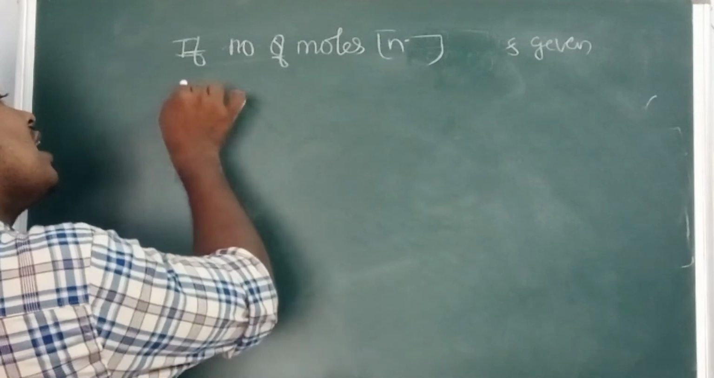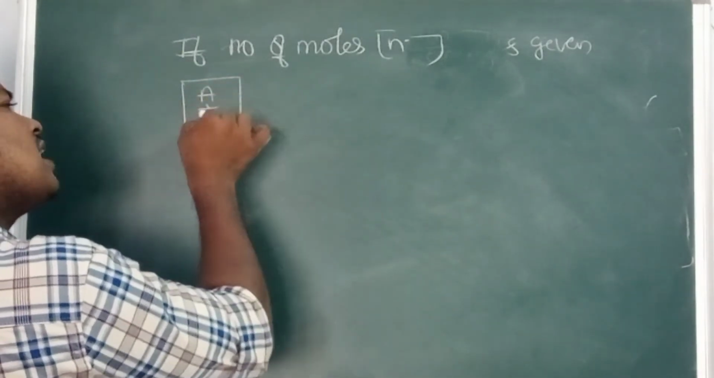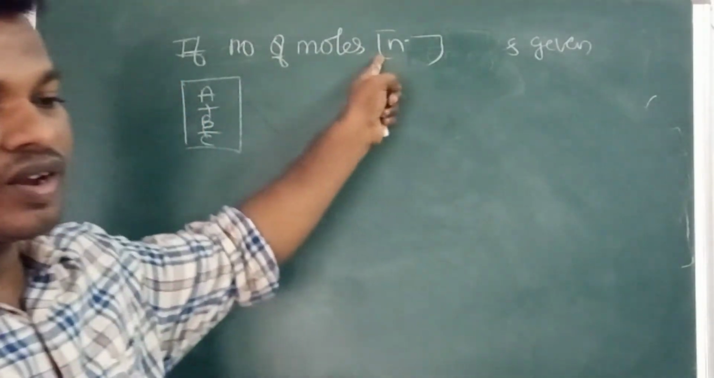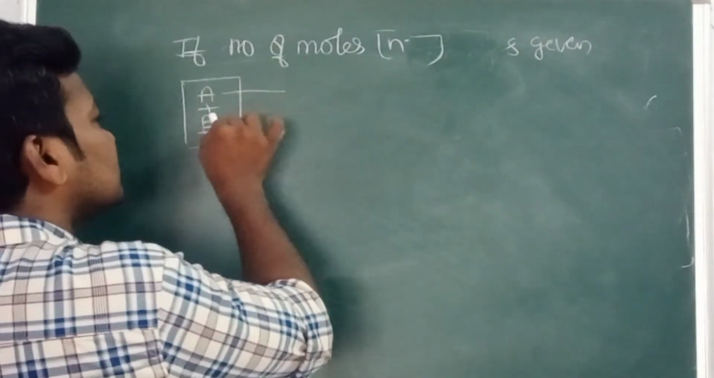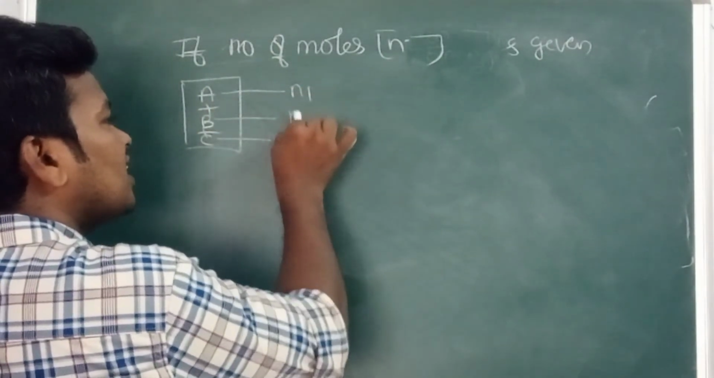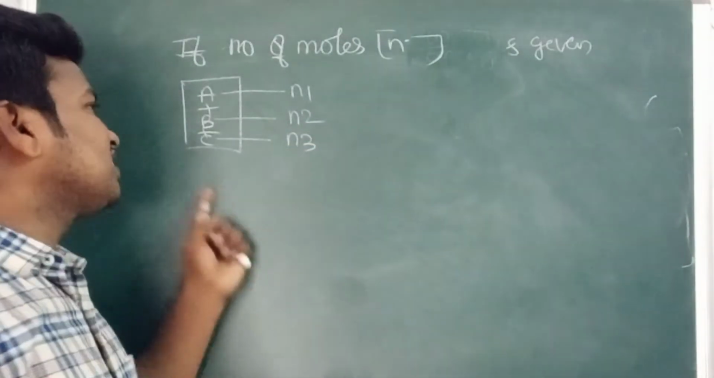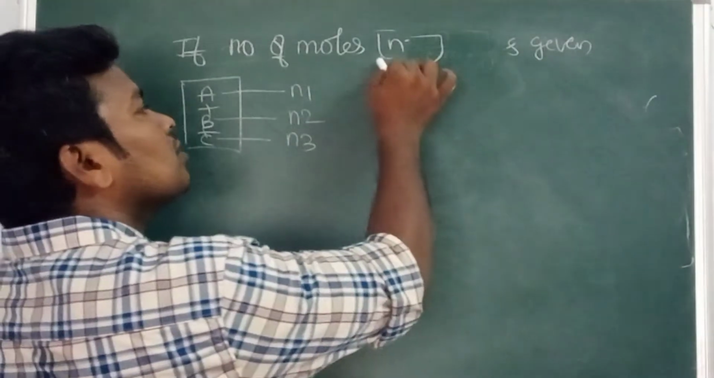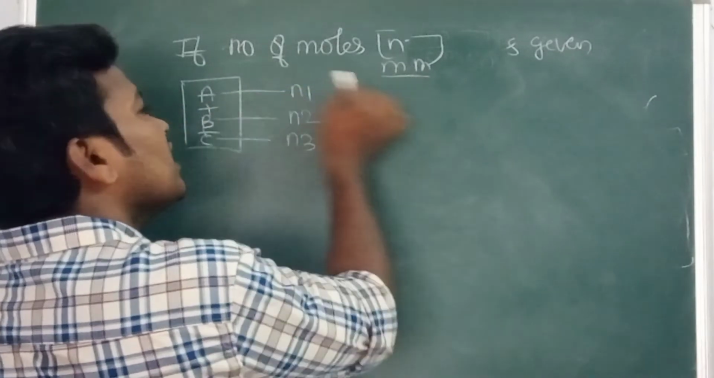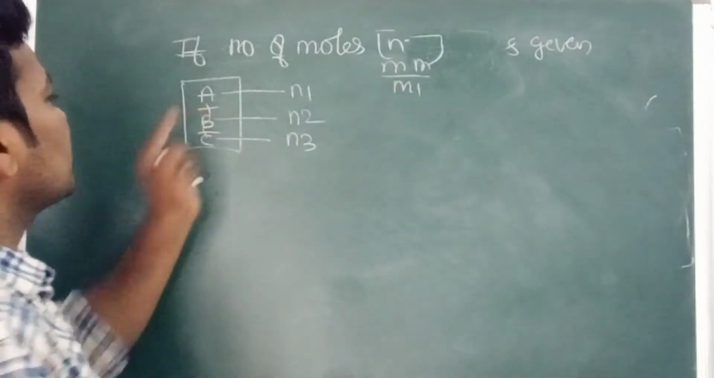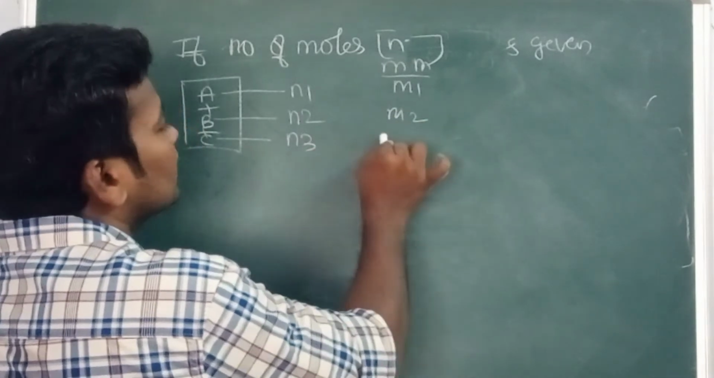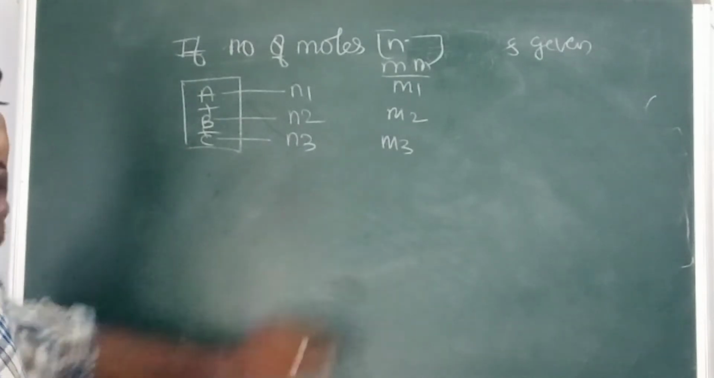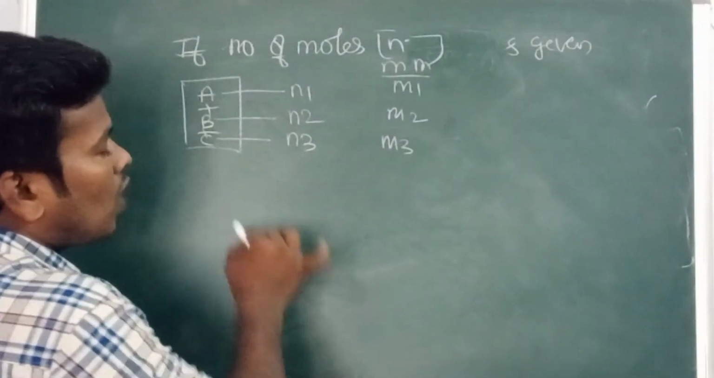Again take the beaker mixture, A plus B plus C is there. They have given the data as moles. They didn't give the abundance. Moles: N1 moles, N2 moles, N3 moles. For example, if another component is there, N4, another, N5, like this. Molecular mass: the molecular mass of A is equal to M1, of B is M2, of C is M3. If D is there, M4, like this.